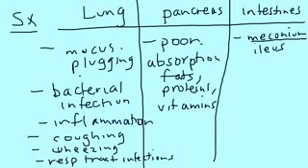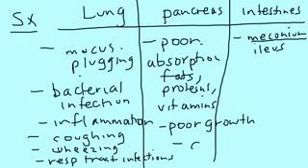This can also eventually lead to poor growth in the child and nutritional deficiencies. And also, as you all know, the pancreas is responsible for producing insulin, and when the pancreas becomes scarred because of cystic fibrosis, it can no longer produce enough insulin, and that leads to diabetes. So these are the symptoms that are involved in cystic fibrosis. Let's just keep going here.